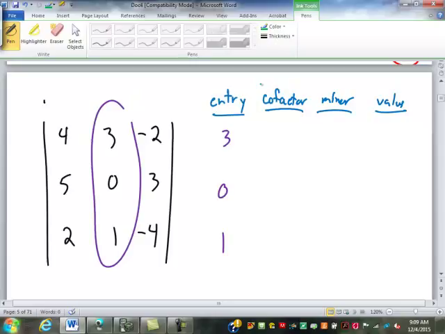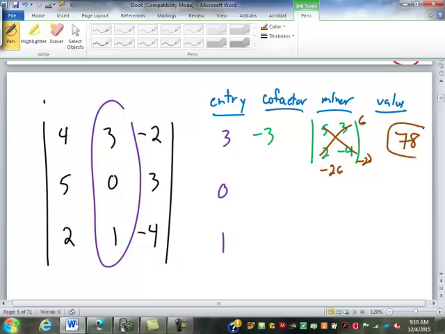Cofactor of 3 is going to be -3. Row 1, column 2, that adds up to 3, so it's going to be the opposite. Its minor, there we go. So that's going to give us what, negative 20 and 6, so negative 26. So this is a positive 78 is our value.